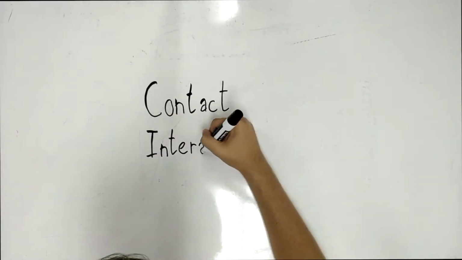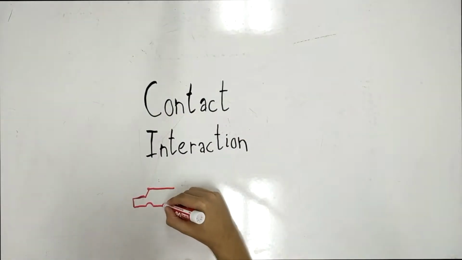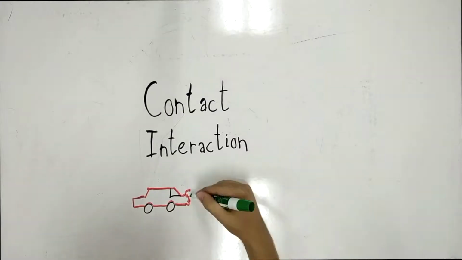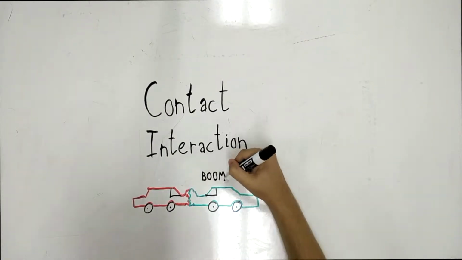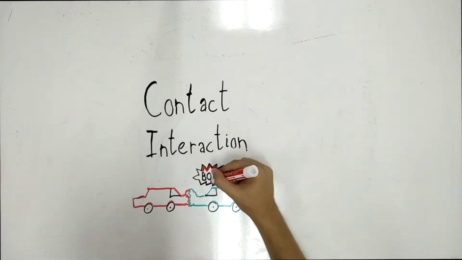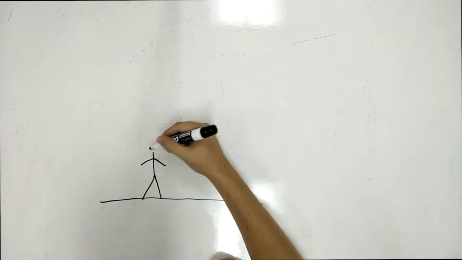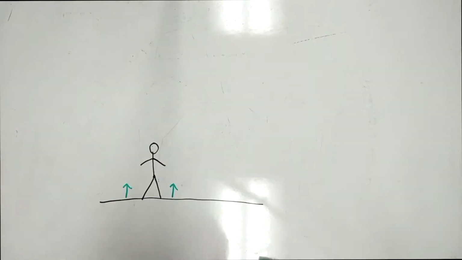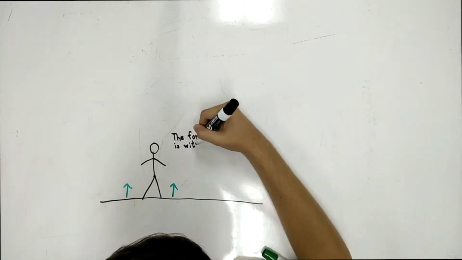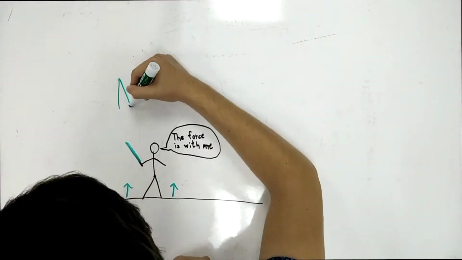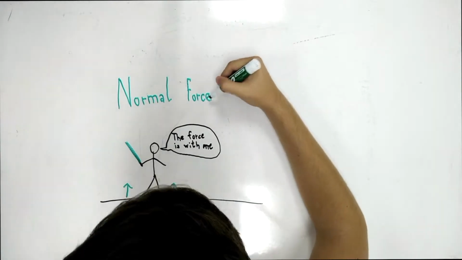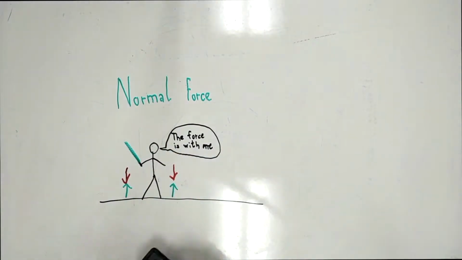Contact interactions occur whenever two bodies or objects are in contact with each other. A great example of this would be a car crash. The two objects collide and exert force on each other. Now, the first of these forces is the normal force. The normal force occurs whenever two objects are in physical contact with each other and exert forces upon each other. They will exert a force that is equal in magnitude but opposite in direction. And this applies to both humans and Jedi.